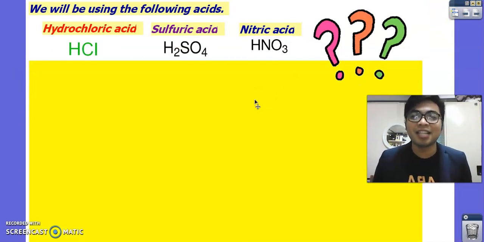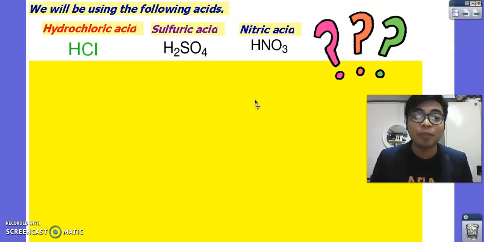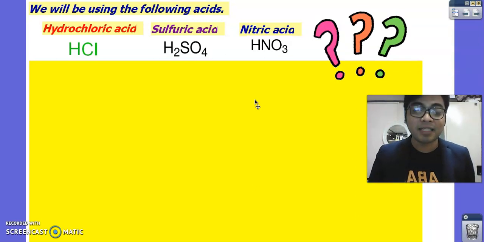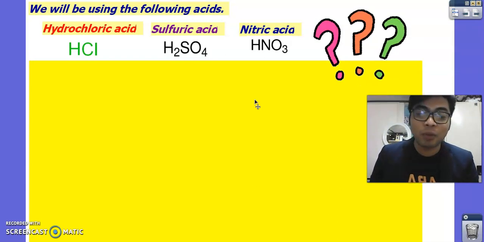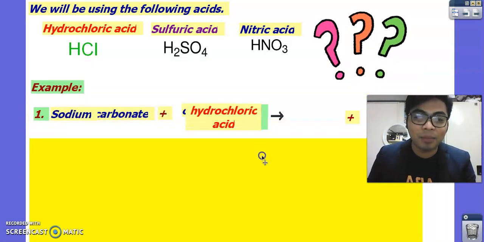So, for this discussion, we will be using three compounds: hydrochloric acid, sulfuric acid, and nitric acid. Notice that we don't use carbonic acid in this process. Why? Because carbonic acid together with carbonates will form a different compound, and we will be discussing that in the future. But for now, we will be using these three acids. So let's have example number 1.